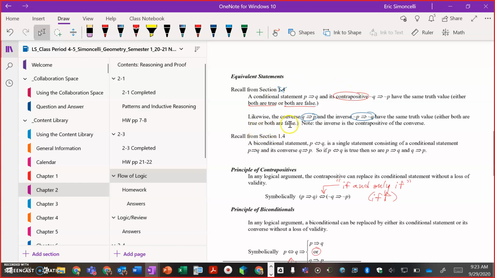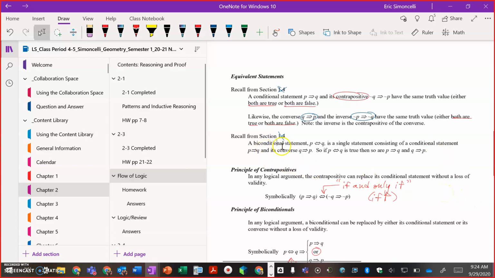Likewise, the converse, if Q then P, and the inverse, if not P then not Q, also have the same truth value. Either both are true or both are false. And as a little note, it says the inverse is the contrapositive of the converse. I'll explain that as we go through. A lot of this language is a little bit more complicated without actually seeing an example. So let's go ahead and just continue, and we'll get into the examples.